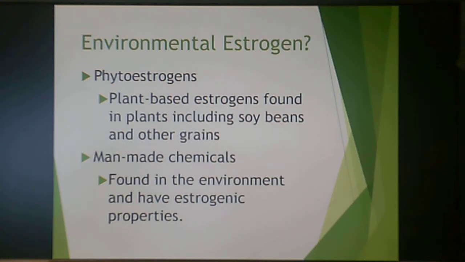Well, there's something called environmental estrogen, and that can come from a couple different sources: phytoestrogens and man-made chemicals. Phytoestrogens are plant-based estrogens found in plants, and soybeans is one of these, some other grains. And so these are estrogen-like molecules that are found in things. And also man-made chemicals can be environmental estrogen. Certain chemicals have estrogenic properties.